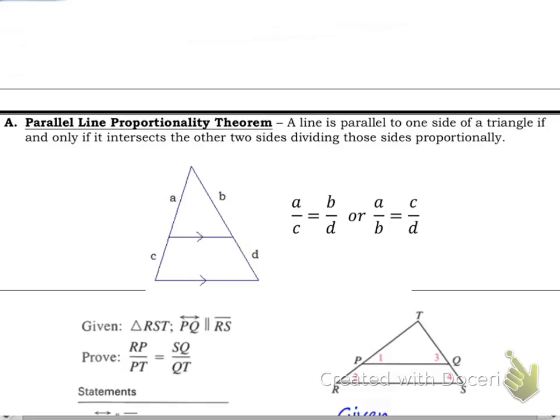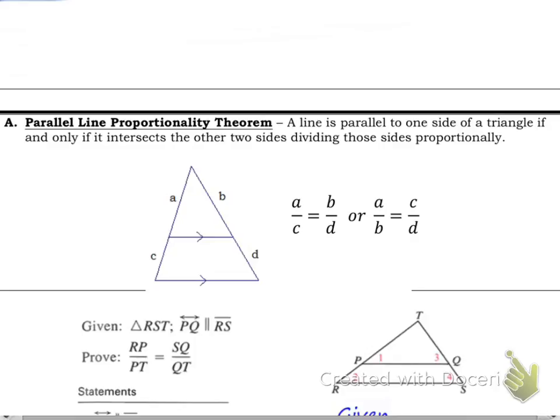All right, that's going to lead us to an awesome parallel line proportionality theorem. So it's going to be another way we can check proportionality of sides and check to see if things are parallel, actually. So this theorem says a line is parallel to one side of a triangle if and only if it intersects the other two sides, dividing those sides proportionally. So up until now, if I wanted to get the proportion of A, I had to say A was congruent to this whole side, right? We'd said A would be over A plus C.